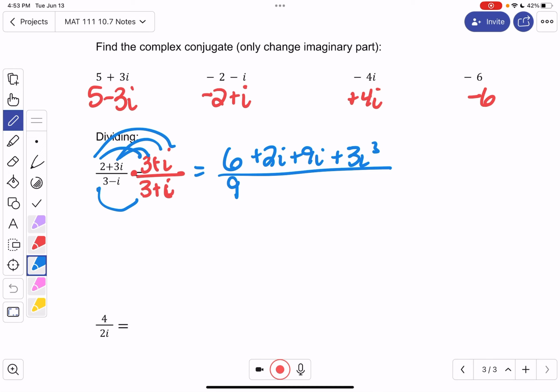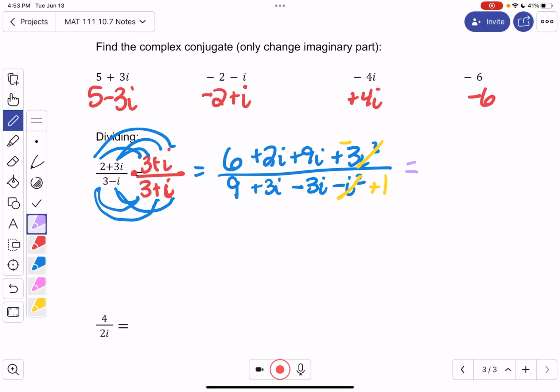3 times 3 is 9. 3 times i is 3i. -i times 3 is -3i. And -i times i is -i squared. The i squareds are going to change the sign. So -i squared is really like saying +1.